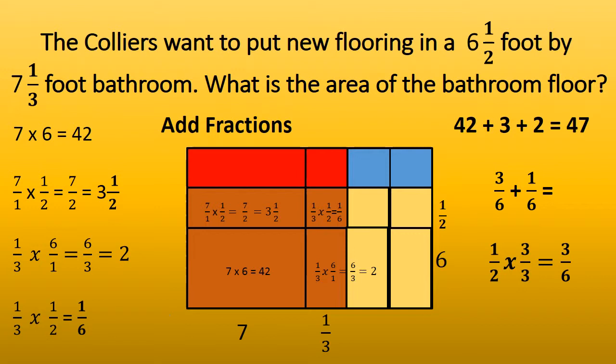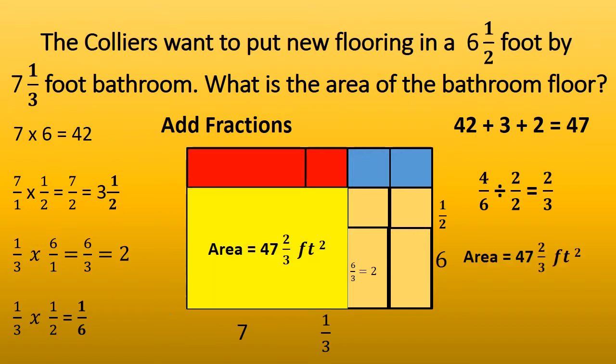Now we have 3/6 plus 1/6. Since we have common denominators, we can just add. We end up with 4/6. Now we know we can simplify 4/6 because they are both even, so they're divisible by 2. So we're going to divide both of them by 2. 4 divided by 2 is 2, and 6 divided by 2 is 3, so we end up with 2/3. So we know the total area after adding all our partial products is 47 2/3 feet squared.